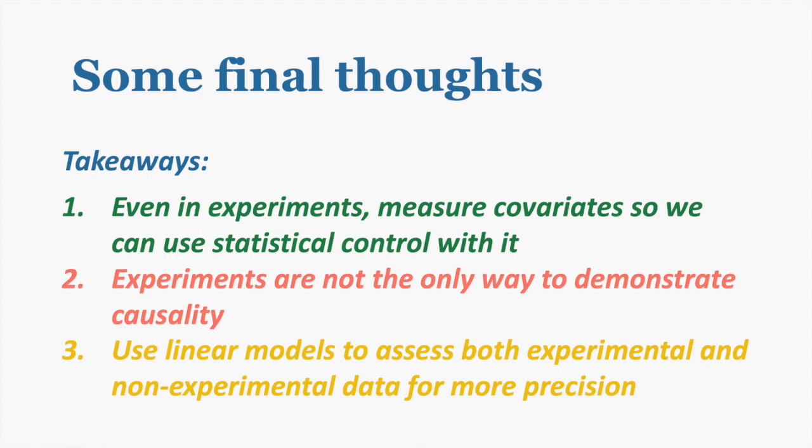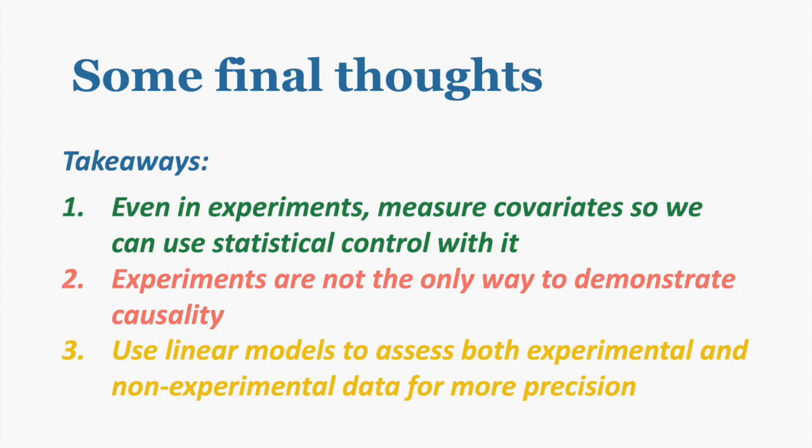A few final thoughts. Here's some takeaways from this quick lecture. First, even in experiments, measure covariates so we can use statistical control with it. It also helps us understand if our groups are different in some way. 2, experiments are not the only way to demonstrate causality. It's tougher, but still possible.